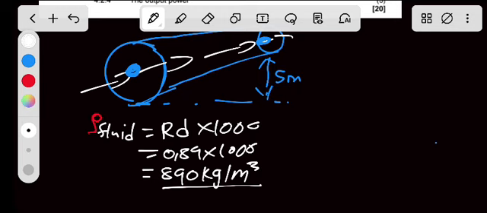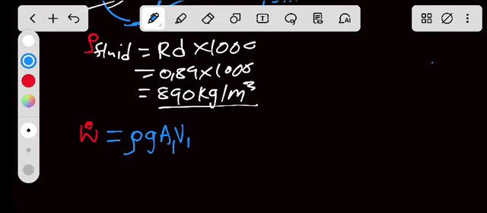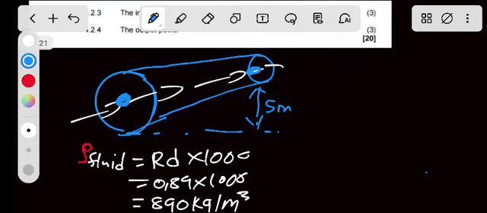We also know that the weight flow must have a dot on the top, to show this is a weight flow, not just the weight. If you still remember, the weight flow is given by the density multiplied by gravity multiplied by area and velocity, V1 area 1, at the entry. Now I'm starting to calculate. This is the entry part. I want this diameter and I will start there.